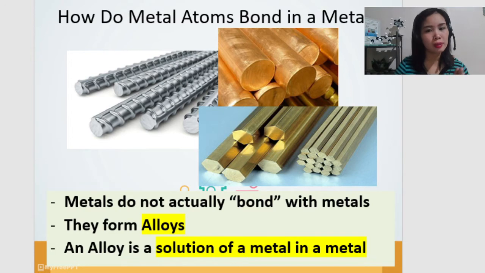Okay? So, actually, metals do not actually bond with metals. They just form alloys, no? Wala siya literally na bond. Mag-create lang siya o ma-form lang siya alloys. And an alloy is a kind of solution of a metal in a metal. And did you know that they are very strong materials? The atoms in metals have strong attractive force between them. A lot of energy is required to break the bonds.